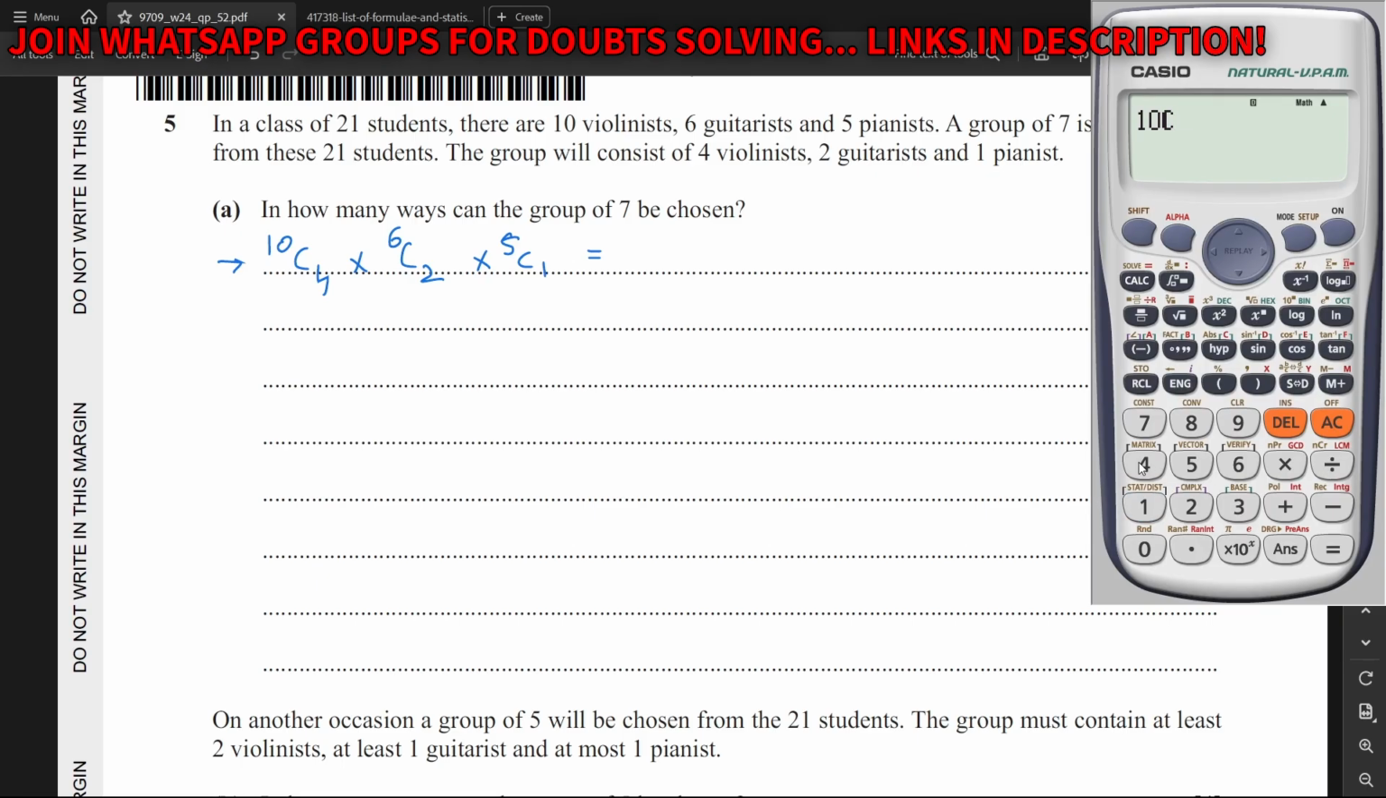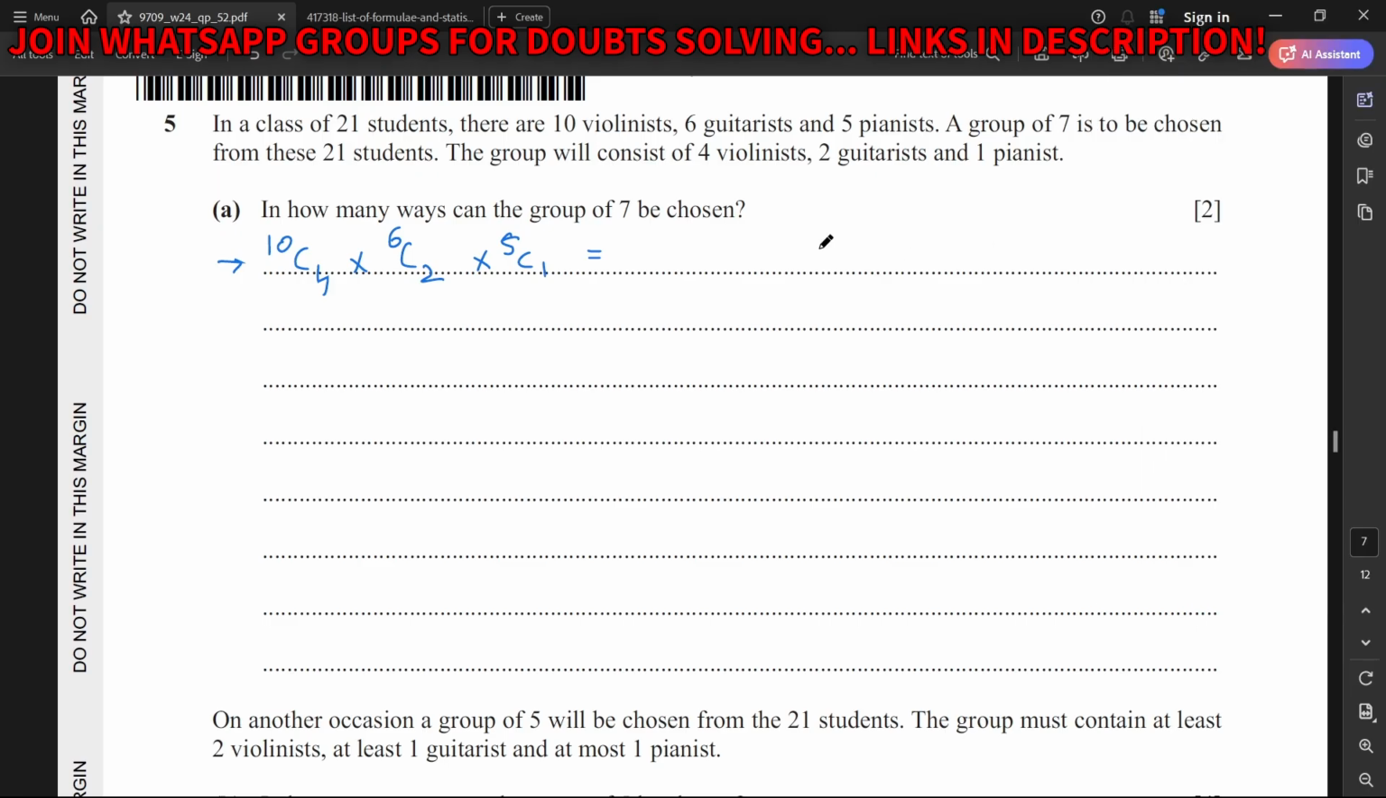10C4 into 6C2 into 5C1. It comes out to be 15750. So 15750 are the ways in which the group of 7 can be chosen. So that will become our final answer for the first part of question 5.